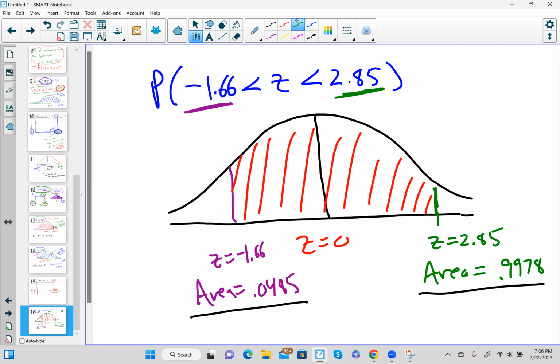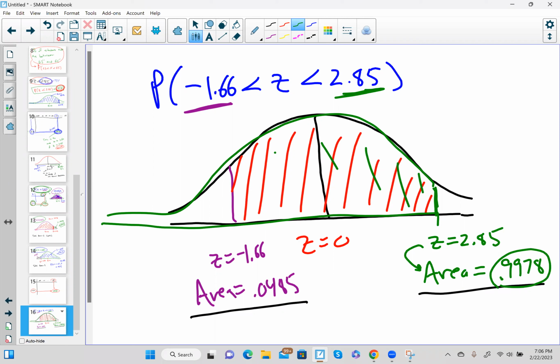My hint would be this. Please keep in mind that z equals 2.85, this area underneath it is the entire area to the left of 2.85, all the way down forever. That's what this number 0.9978 is telling us, that every piece of area. So it's all the green area all the way down forever is 0.9978. The purple area, 0.0485, starts here, and that also goes to the left, because that's how the chart works, right? The chart only gives you area to the left.